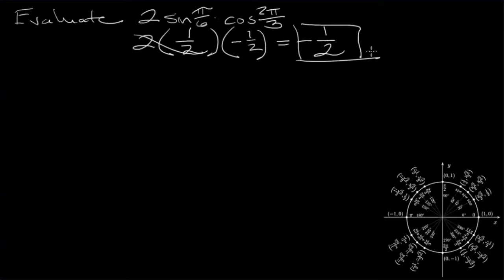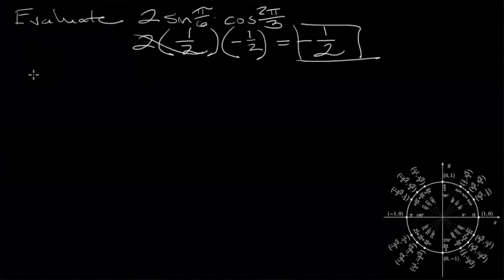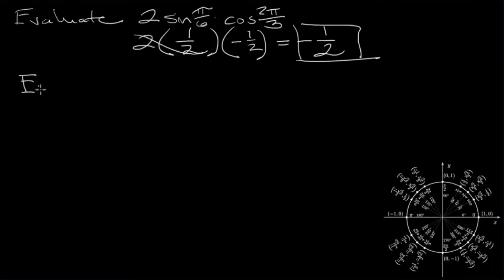So expressions involving nice angles on the unit circle are easy for us to work with. The problem comes when I say evaluate something like cosine of 7 pi over 12. Is that on the unit circle? The answer is yes. But it is not one of the nice angles.